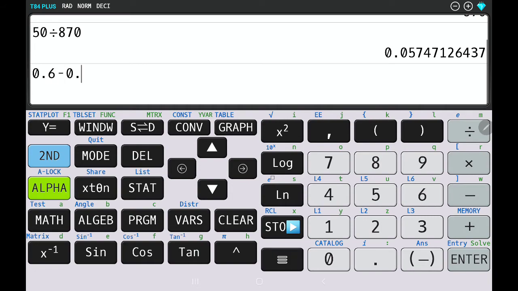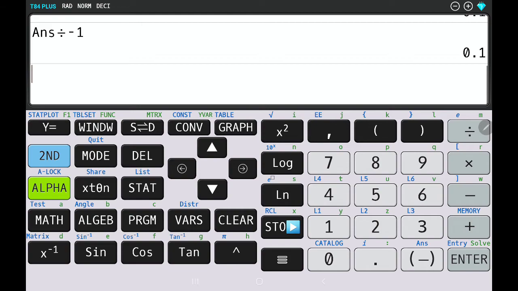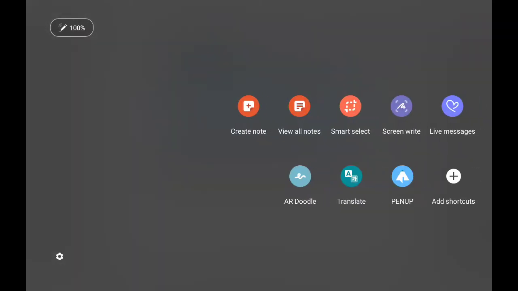0.6 minus 0.25 minus 0.45 equals negative 0.1. Remember, I'm going to have to divide it by a negative 1, and I get 0.1. Why did I divide it by a negative? Negative 0.1 is equal to negative P(A and B), so dividing by a negative makes both positive. So the probability of both of those happening is 0.1.